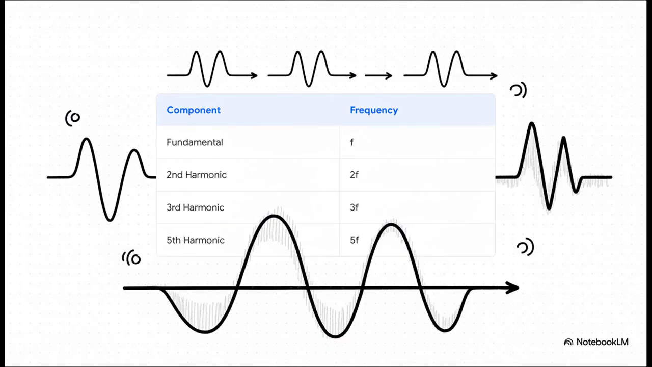So you can see how it all just stacks up. You've got your fundamental frequency, let's call it F. That's your bass note. Then you layer on the second harmonic at 2 times F, the third harmonic at 3 times F, and you keep going. Each one adds another layer of detail, sculpting the wave into its final shape.